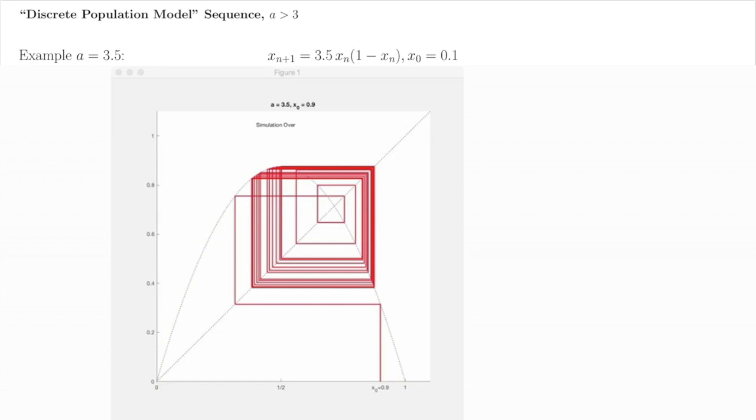So this kind of behavior happens between 3 and 4, where we don't get convergence to a value, but we get a 2 cycle, and then we get a 4 cycle. You can actually get all sorts of cycles as you get closer and closer to 4.